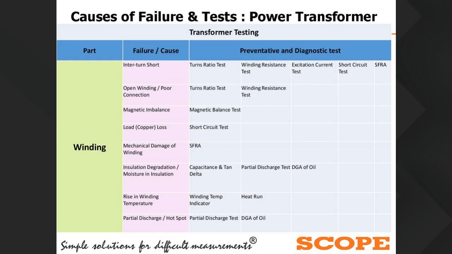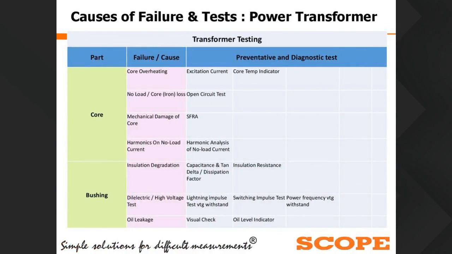Similarly, a partial discharge test is to check whether partial discharge or a hotspot occurs in the winding. Similarly, in the core, some reasons behind the failure are core overheating, increased iron losses, that is no-load losses, mechanical damage of the core, and harmonics on the load current. So with the help of different tests, that is the excitation current test and open circuit test, we need to find out the exact reason behind the failure of the core.